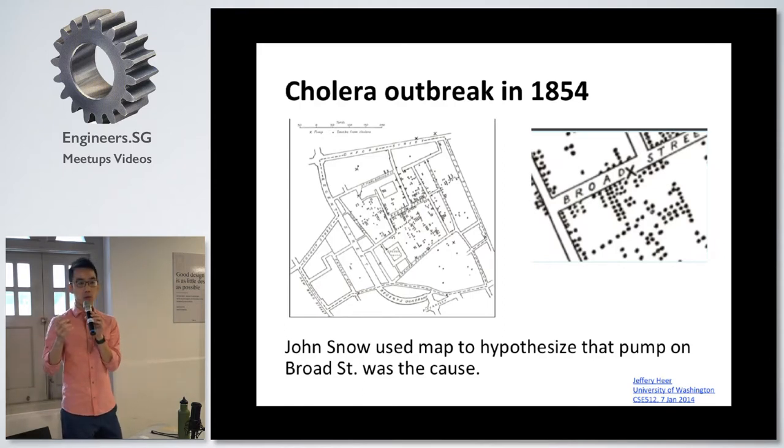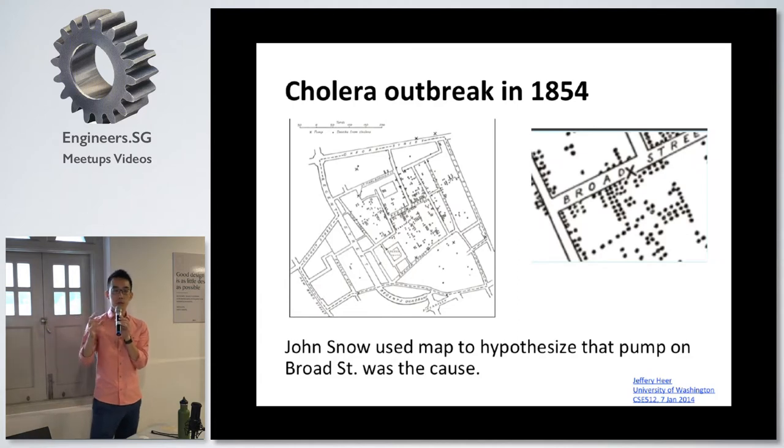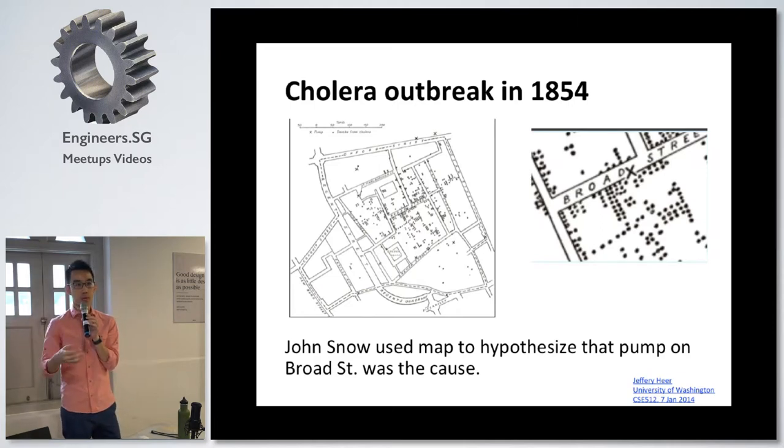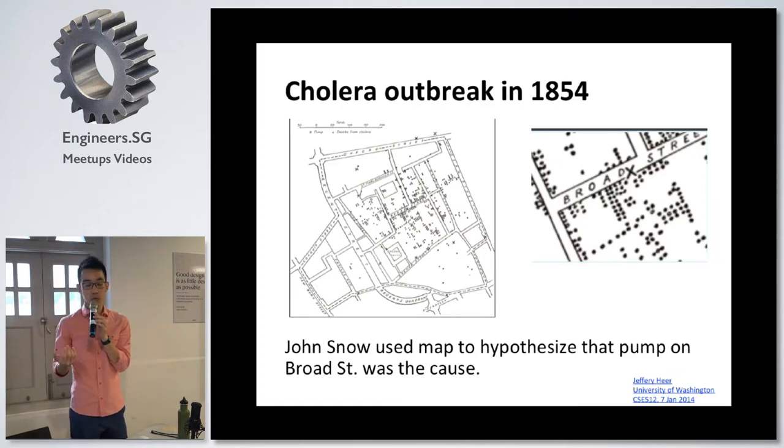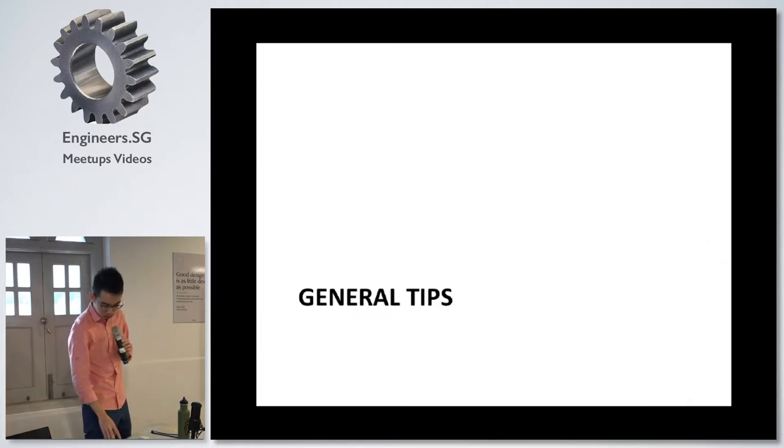Back then, they didn't even know how cholera spread. They didn't know if it was through air, or water, or food. But they noticed that most people were drawing water from this particular well. So when they carried out further investigation, they understood that water is actually the medium through which cholera was spread.